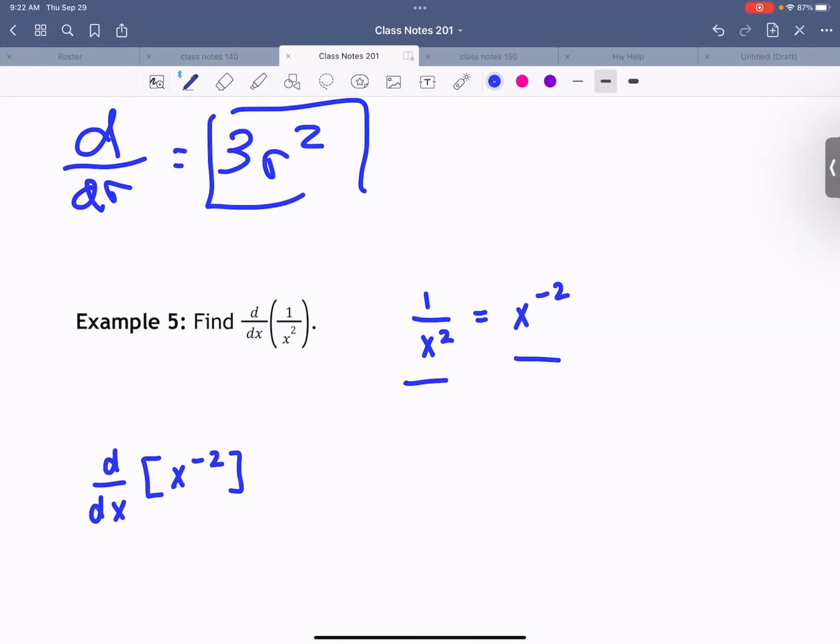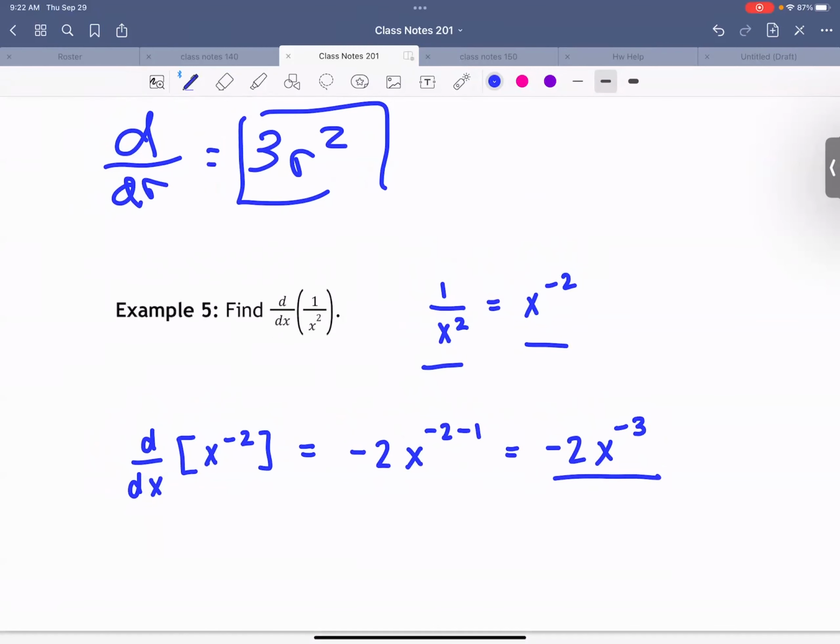Using the power rule, it's the same deal except the number's negative. The exponent goes up to the front, so it's -2 times x. The power is subtracted by 1, so the power is going to be -2 minus 1. What's -2 minus 1? -3, good. So this is essentially my derivative.